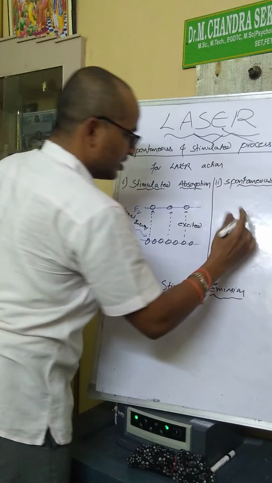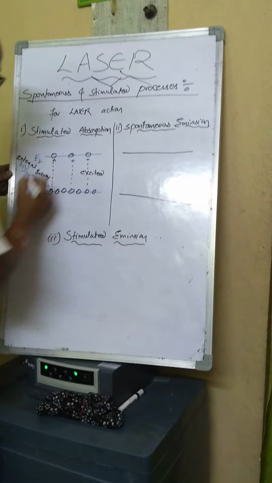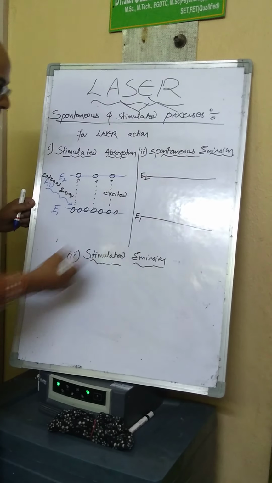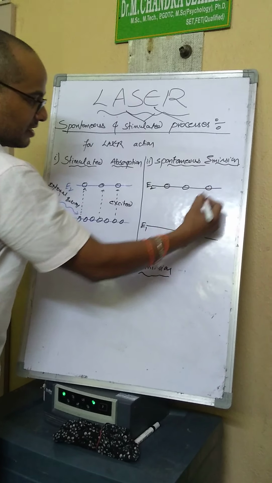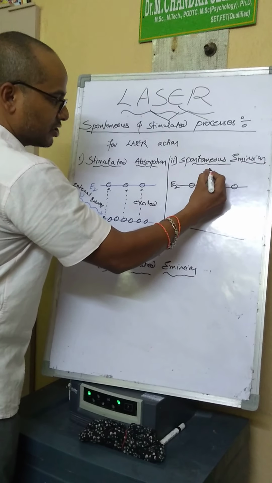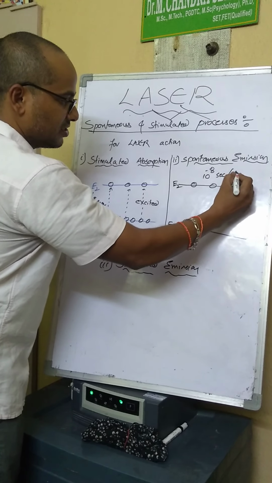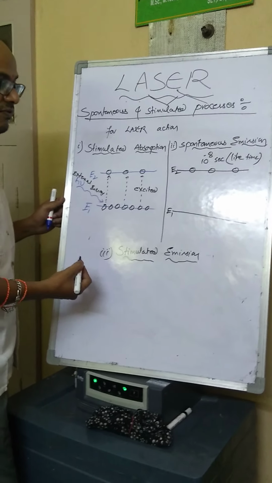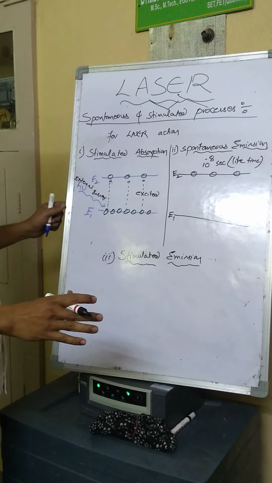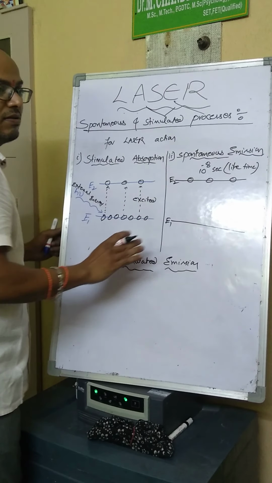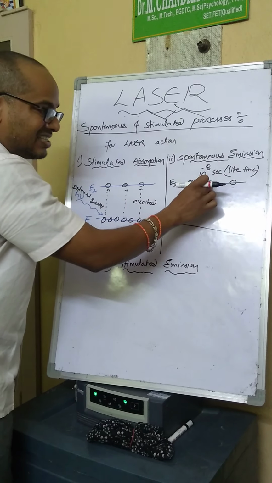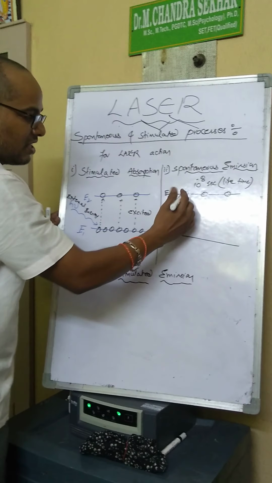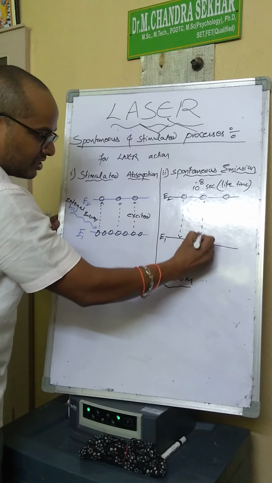Alright. Then coming to the spontaneous emission. Continuity of the topic. This is the ground energy level. This is the higher energy level. And the atoms will reside here for a span of 10 power minus 8 second, which is known as lifetime, right? After 10 power minus 8 second, nobody will be influencing these atoms, yet they will jump back, they will be de-excited to the ground energy level.